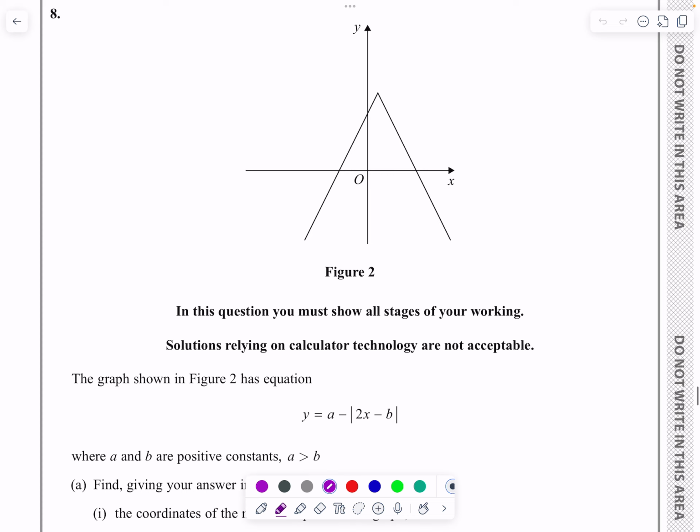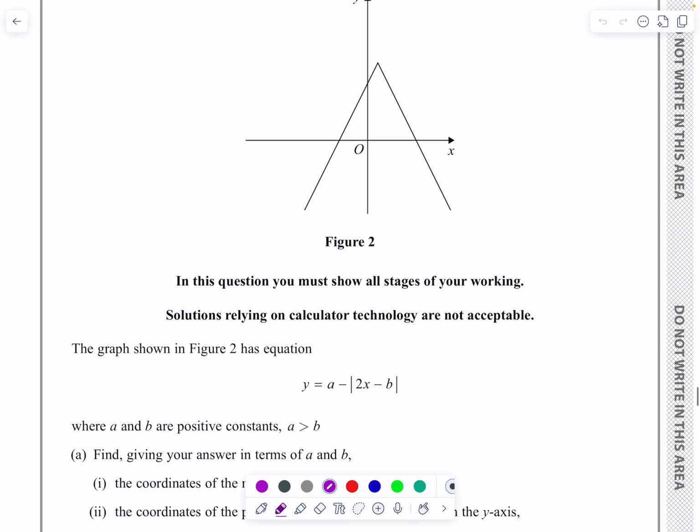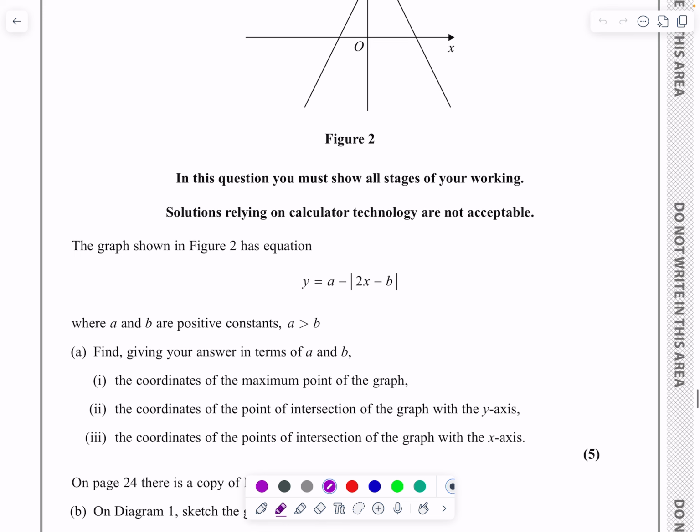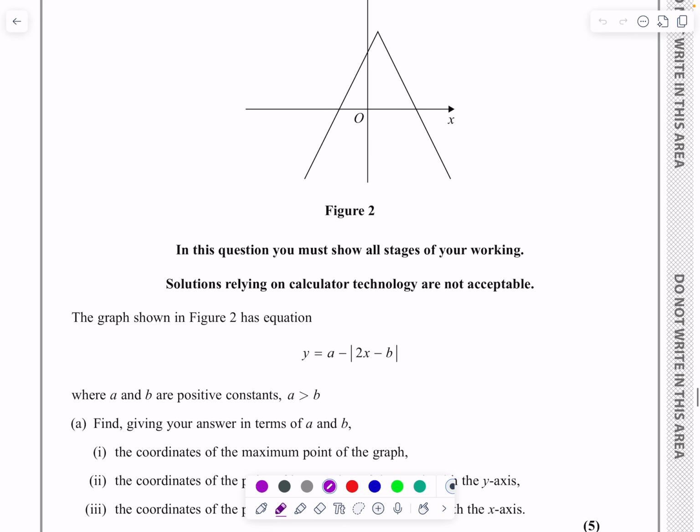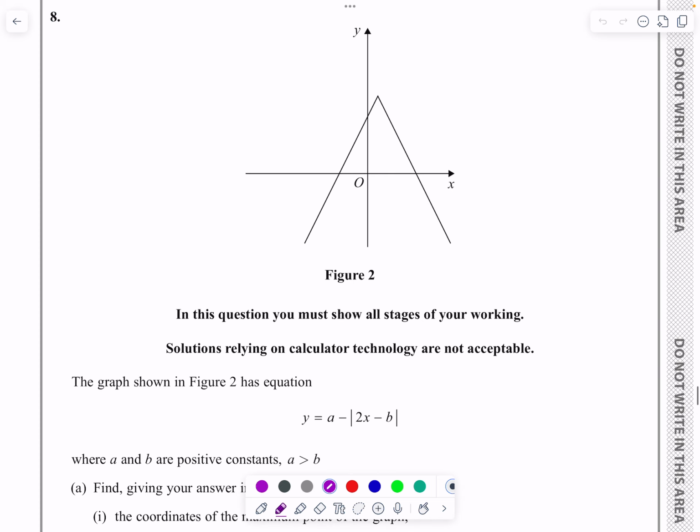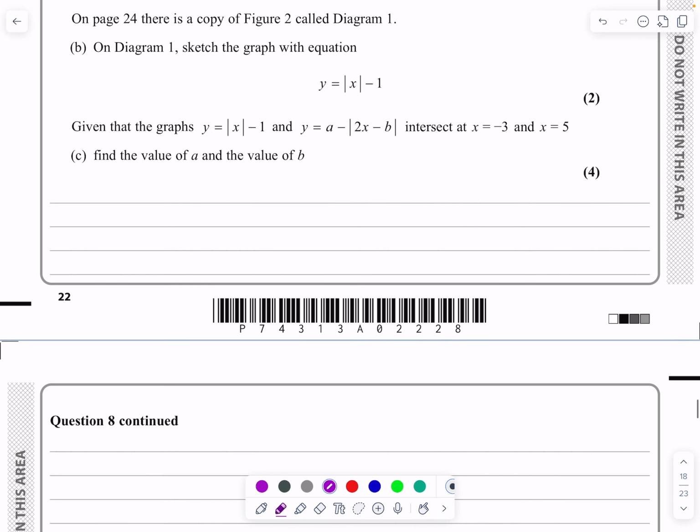It says the graph shown in figure 2 has an equation y equals a minus the modulus of 2x minus b. That's the equation. And it says a and b are positive constants, but a is bigger than b. Okay, fine. It says, can we give our answers in terms of a and b, the coordinates of the maximum point of the graph? We'll just do it step by step. So first of all, we want the coordinates of that maximum point there. So let's have a look at our function, because we can do this one.